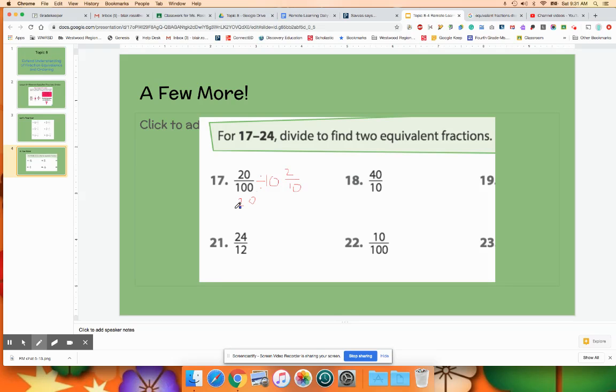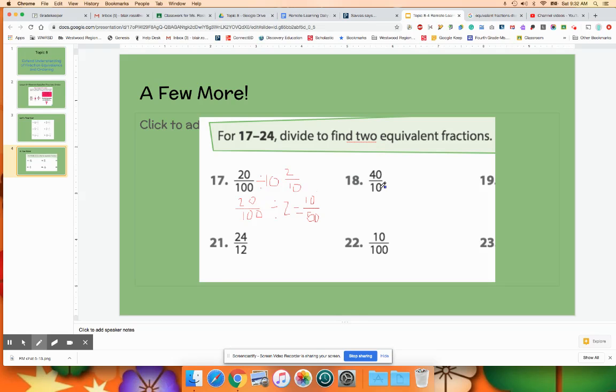So 20 over 100. They are both even numbers, so I can divide them by 2. I could also divide them by 20. I'll divide by 2. 20 divided by 2 gives you 10, and 100 divided by 2 gives you 50. The directions are find 2 equivalent fractions.